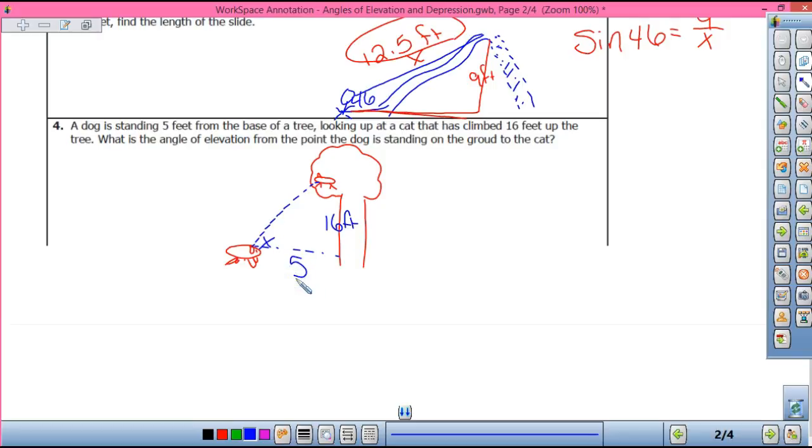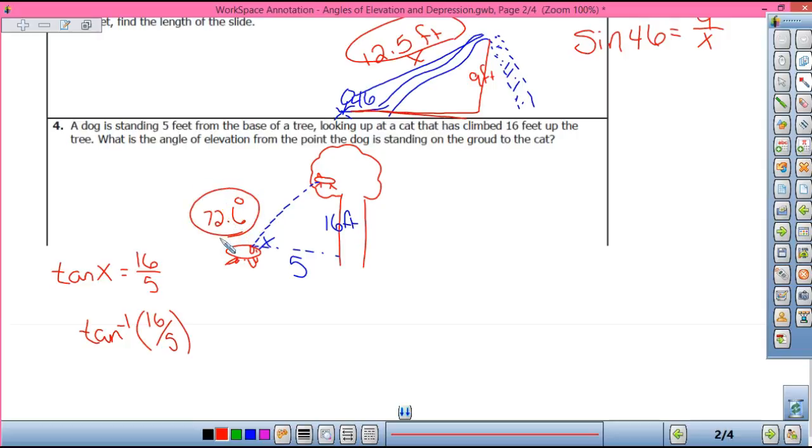Okay, we're looking for the angle of elevation. So we're looking for this guy. So we're using tangent of x, which we don't know, equals 16 over 5. So now if I'm looking for an angle, I use tangent inverse of 16 over 5. About 72.6 degrees. We're looking for an angle.